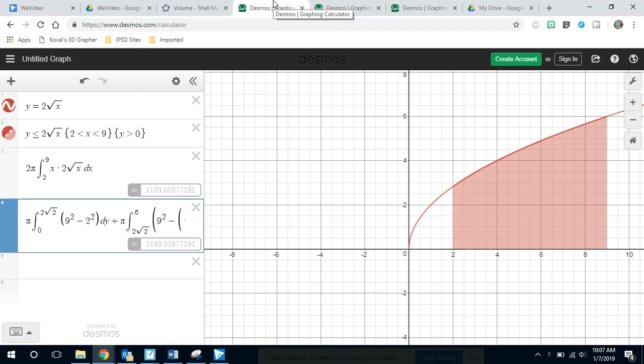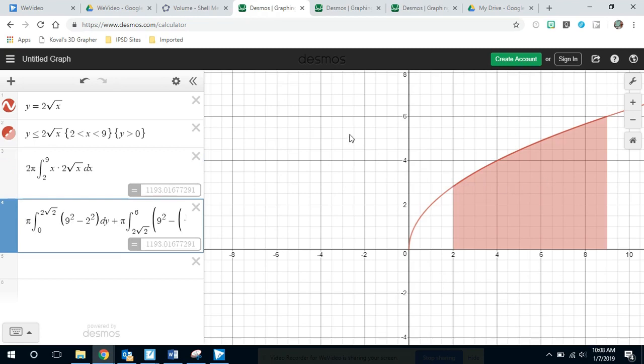We see that we have this area that we're going to sweep across going to the other side. And it'll basically look like an angel food cake or a bundt cake, where if you sweep it across, you'll have this little hole in the middle, and then a bunch of cake basically on the outside. So if we do 2 pi times the integral from 2 to 9 of x times 2 root x dx, we get about 1193.017 for our answer.